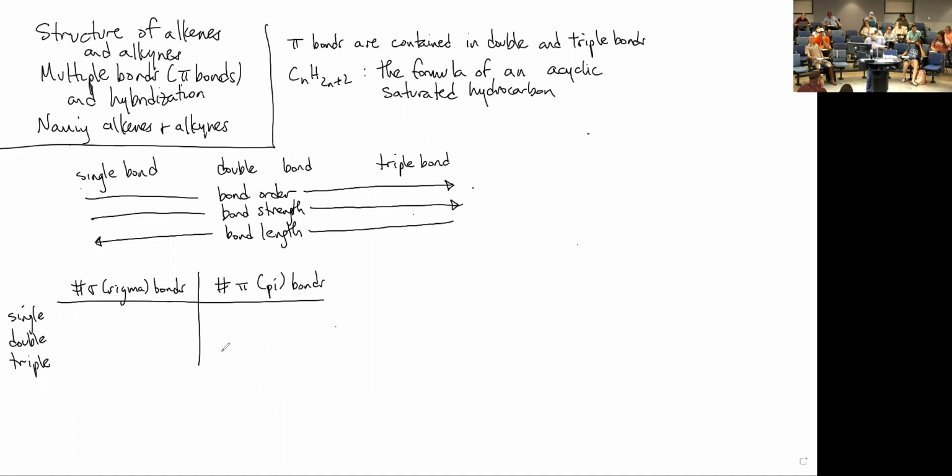And the opposite is true of bond length. As you go from single bond to double bond to triple bond, the bonds get shorter.